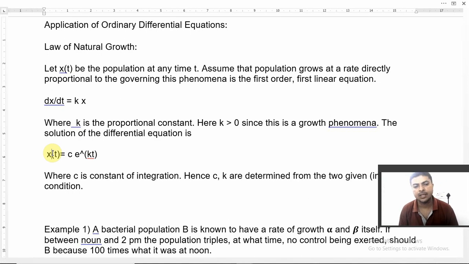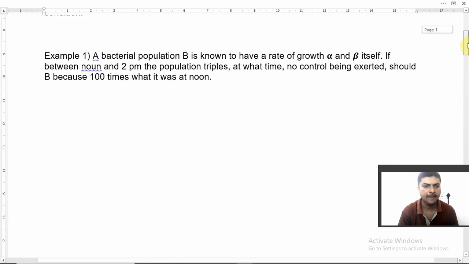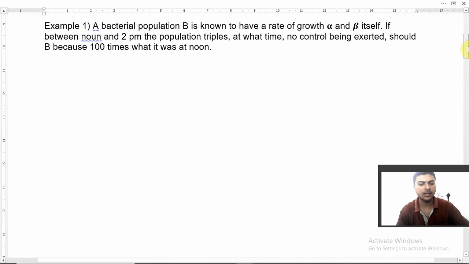Here we see this c is some constant of integration, where c and k are determined from the initial conditions that are given. So the initial conditions will be given in this natural phenomenon, or natural growth phenomenon, as we say. So we are going to solve the example students. Here please write down the example. The first example I'm going to start.